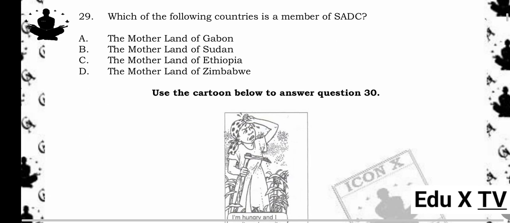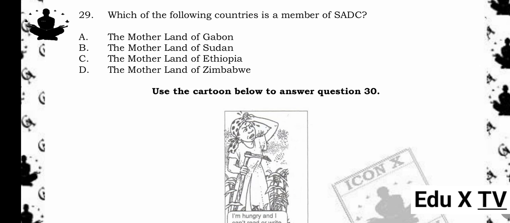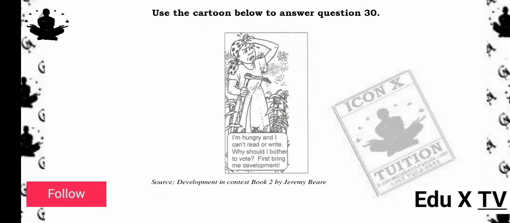29. Which of the following countries is a member of SADC? A. The motherland of Gabon. B. The motherland of Sudan. C. The motherland of Ethiopia. D. The motherland of Zimbabwe. The answer is D. The motherland of Zimbabwe. Reason being, Zimbabwe is a southern African country and a member of SADC, unlike Gabon, Sudan, or Ethiopia.